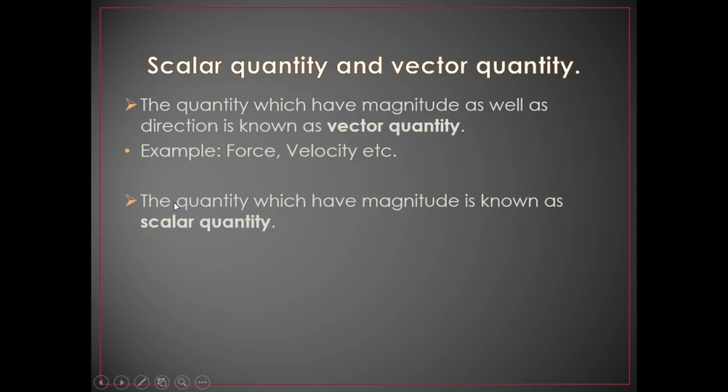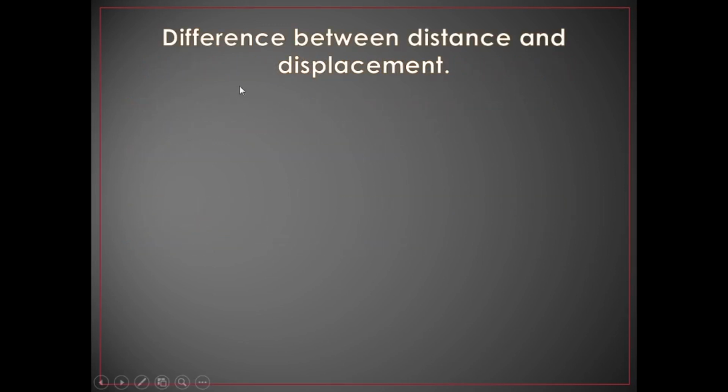Then the second one is the quantity which only has magnitude, which is known as a scalar quantity, that is speed, time, mass, etc., which only have one unit. And velocity has direction also. So the next topic is the difference between distance and displacement.